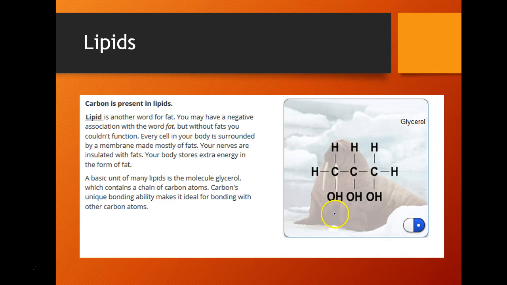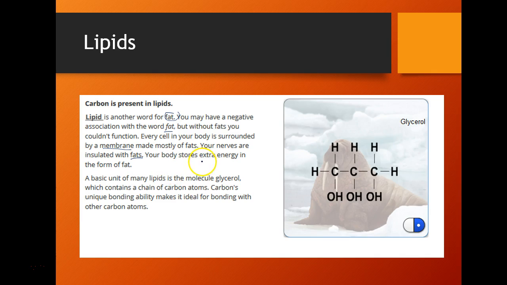Another macromolecule that carbon is involved in is called lipids, which is another word for fat. You may have a negative association with the word fat, but really without fats you couldn't function. Every cell in your body is surrounded by a cell membrane that's made mostly of fats called phospholipids. Your nerves are insulated with fats, which helps protect it and allows messages to be sent quickly.